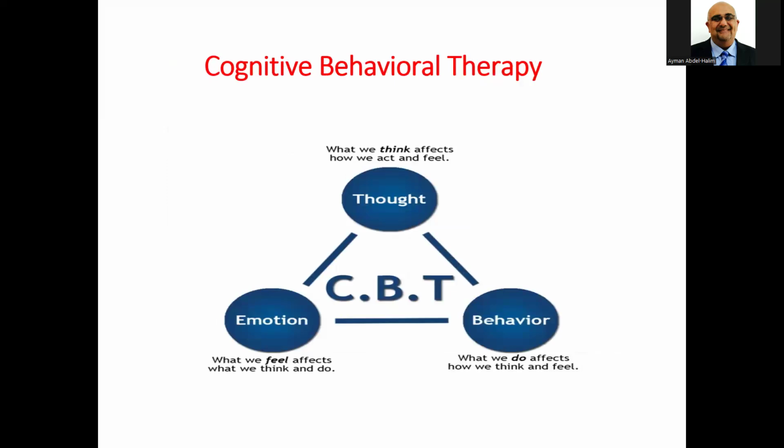Cognitive behavior therapy: basically, what we think affects how we act and feel. It's a connection between three main issues here: the thought, the behavior, and the emotion. These three are interconnected to each other. So, to change your behavior, you have to change the thoughts. And then, if you want to change the emotion, you have to change the behavior.